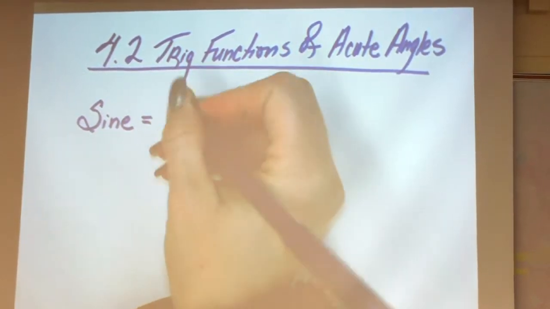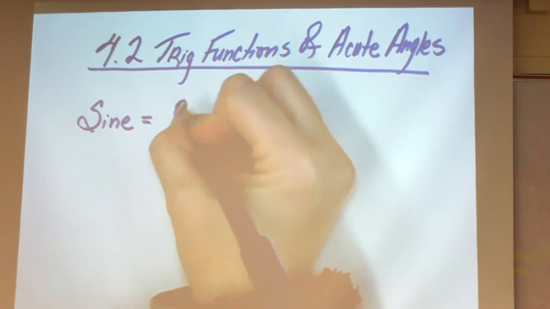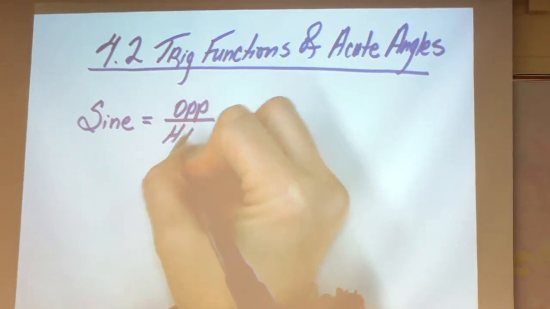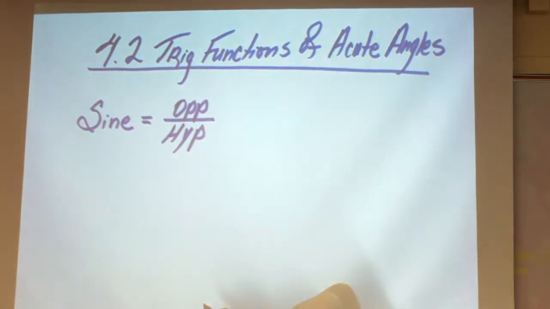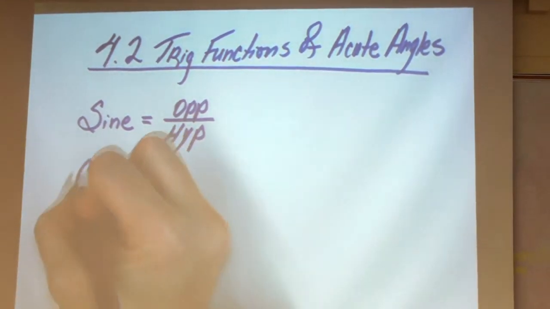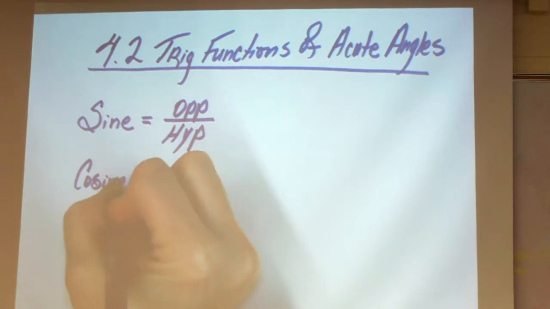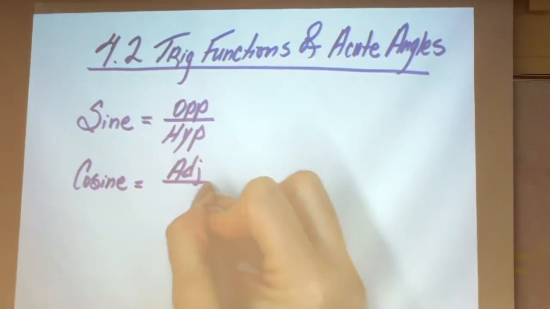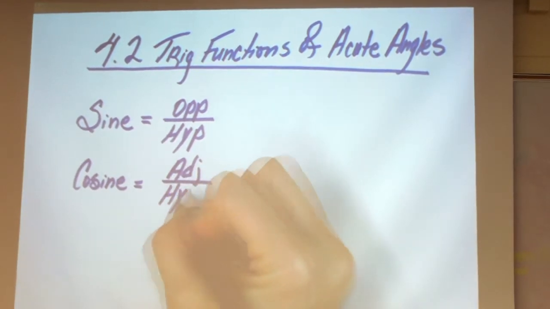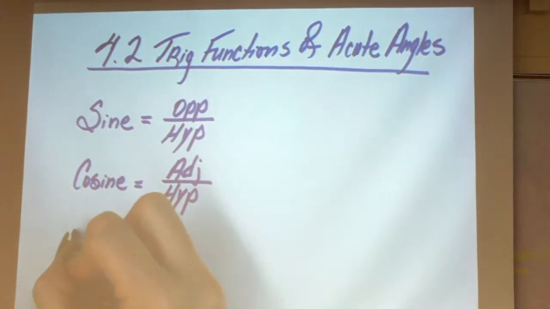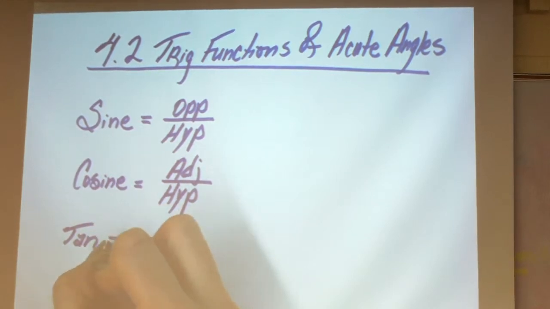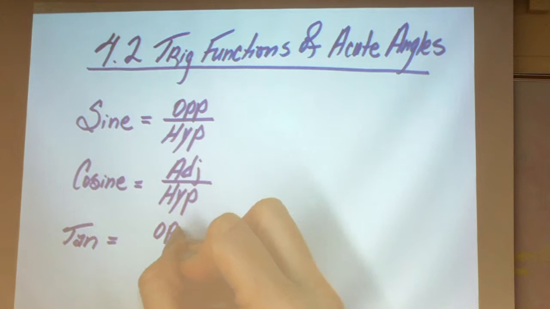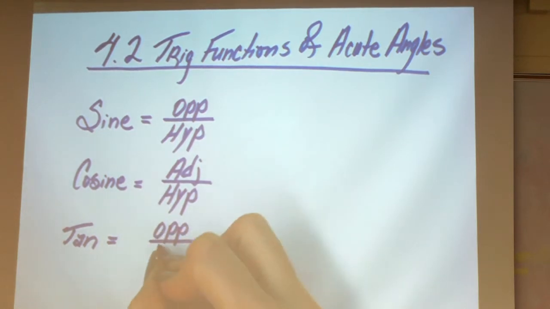And we know that our sine is equal to the opposite side of your angle over the hypotenuse. Okay? The next one you've seen is the cosine function. And that is equal to the adjacent side of your angle over the hypotenuse. And then the tangent function would be your opposite side of your angle over the adjacent.